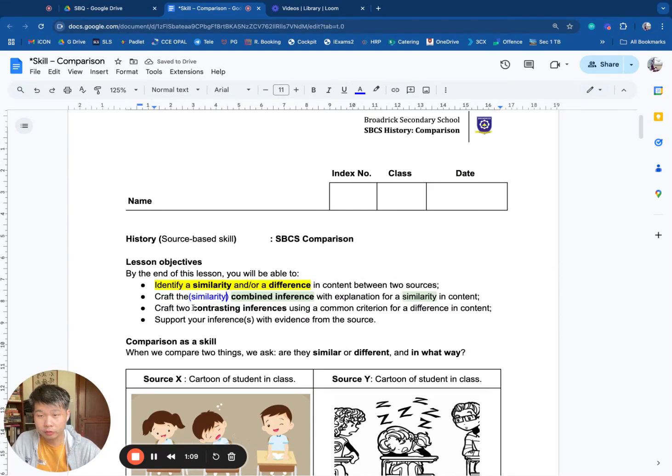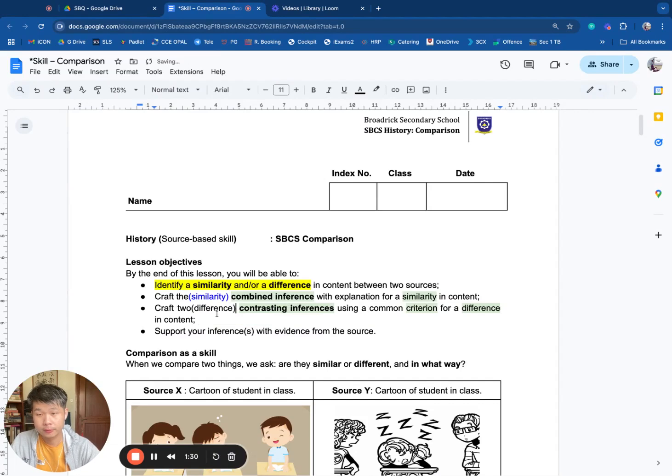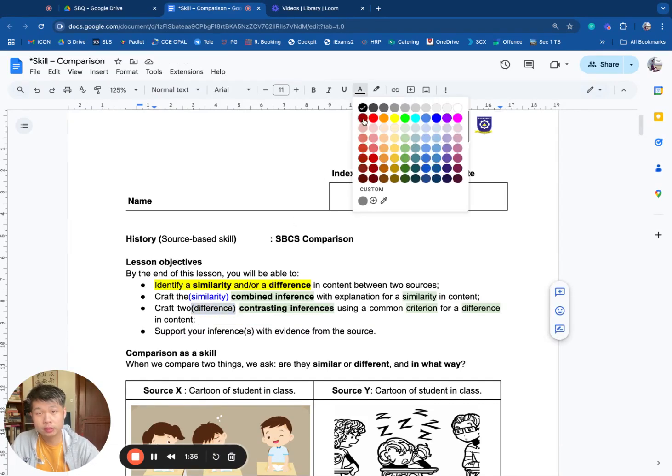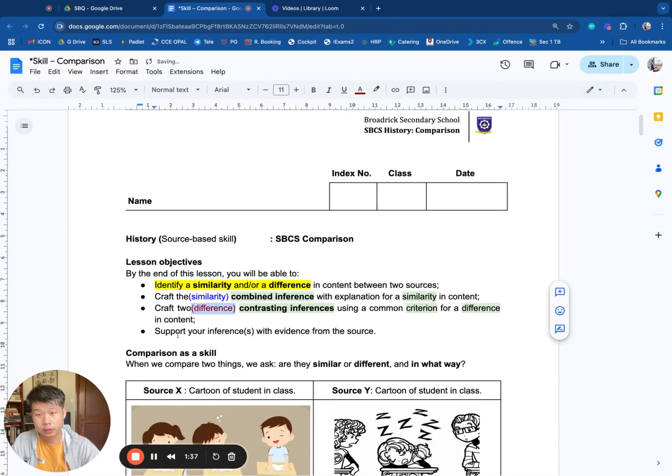And for the difference, you should be able to craft a set of two contrasting inferences using a common criterion. Please highlight this. And at the side, you can write difference. And finally, as with all source-based questions, your response should have support using evidence.